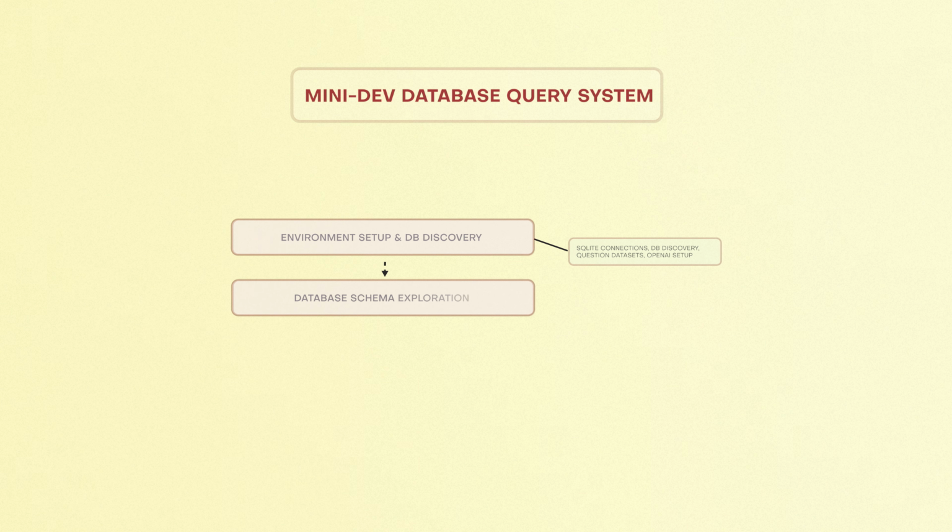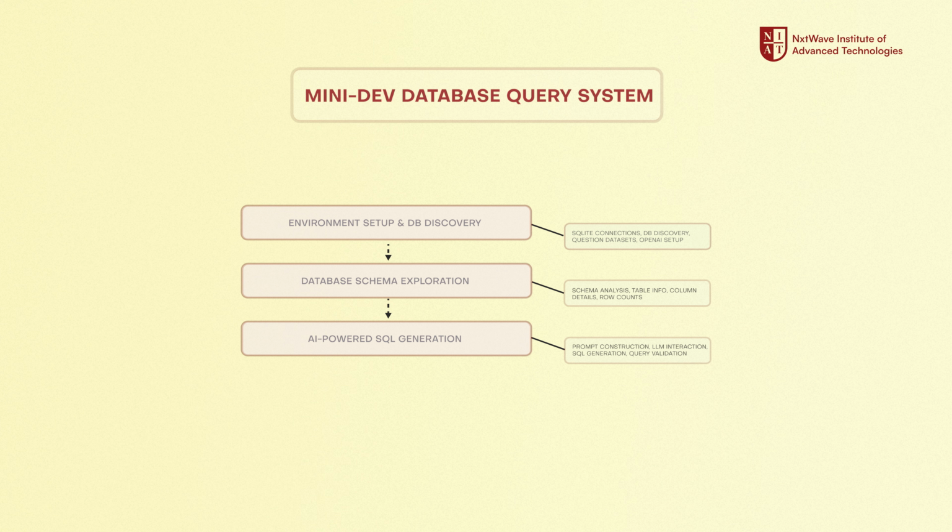Once we've done the database schema exploration, we'll do the schema analysis. We'll get the table info. We'll look at column details and the row counts. Then we'll do the AI-powered SQL generation. This will be through prompt construction, LLM interaction, SQL generation, and the query validation.